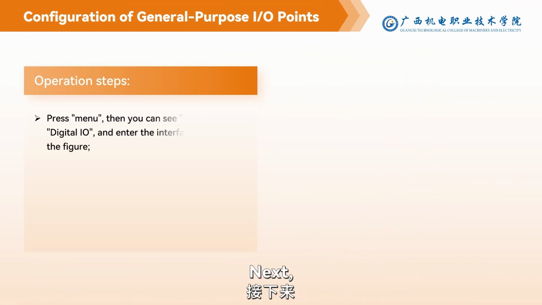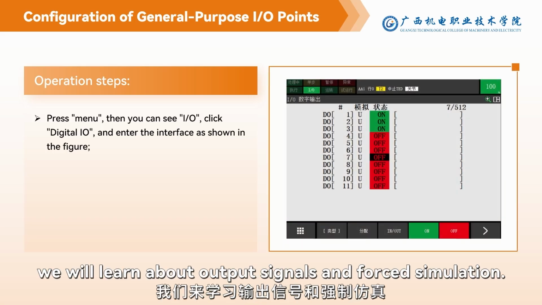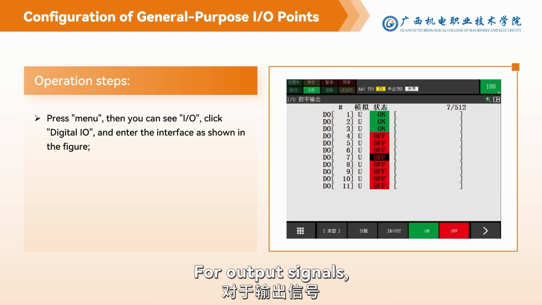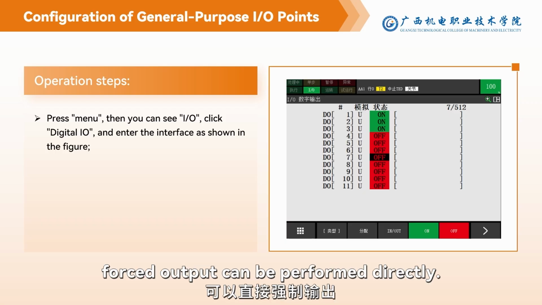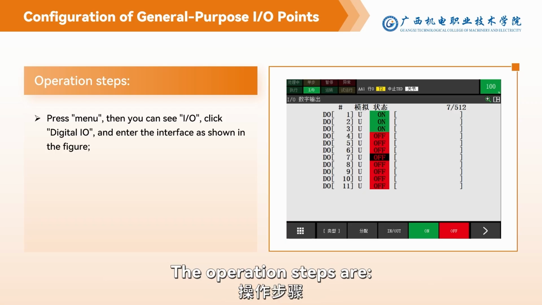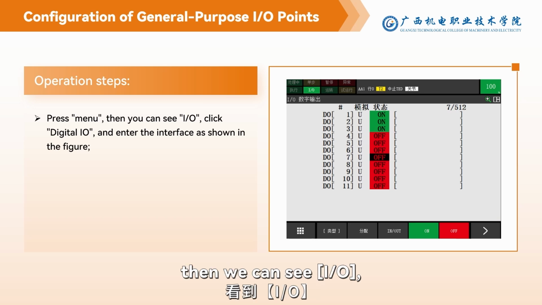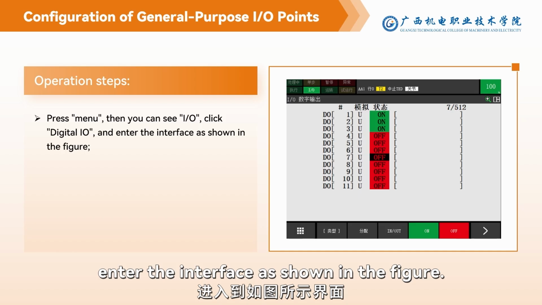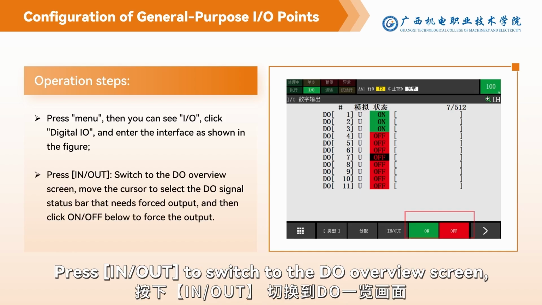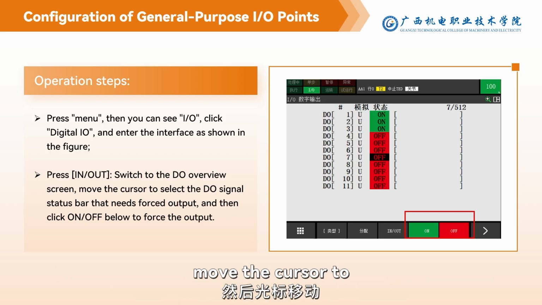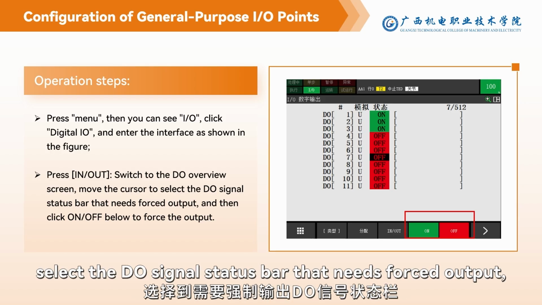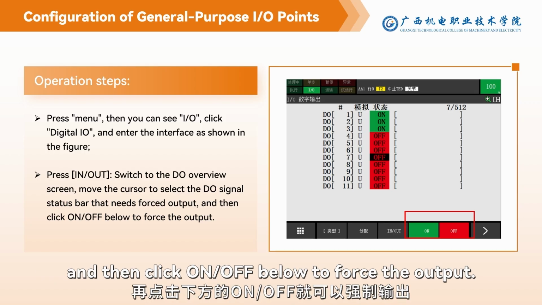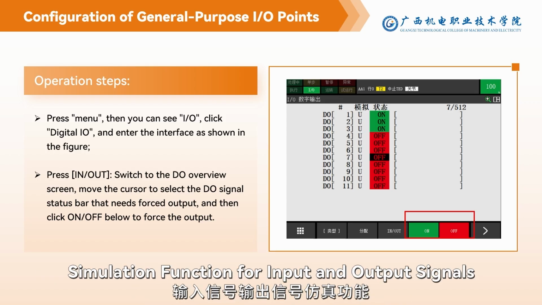Okay everyone, next we will learn about output signals and forced simulation. For output signals, forced output can be performed directly. The operation steps are: press Manual, then we can see I/O. Click digital I/O. Enter the interface as shown in the figure. Press in/out to switch to the DO overview screen. Move the cursor to select the DO signal status bar that needs forced output, and then click on/off below to force the output.